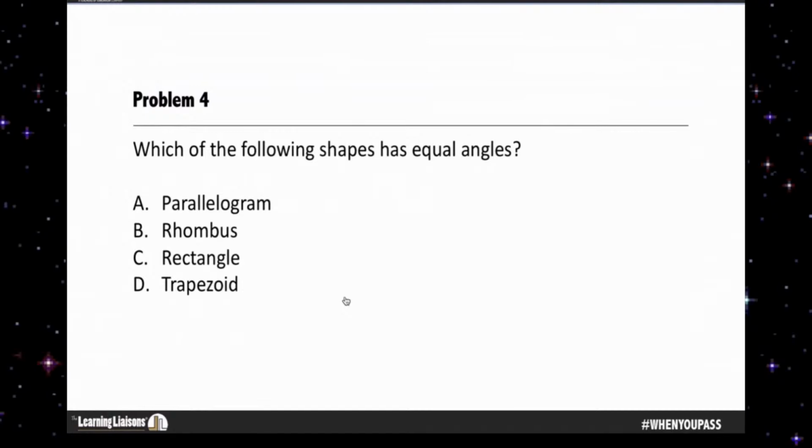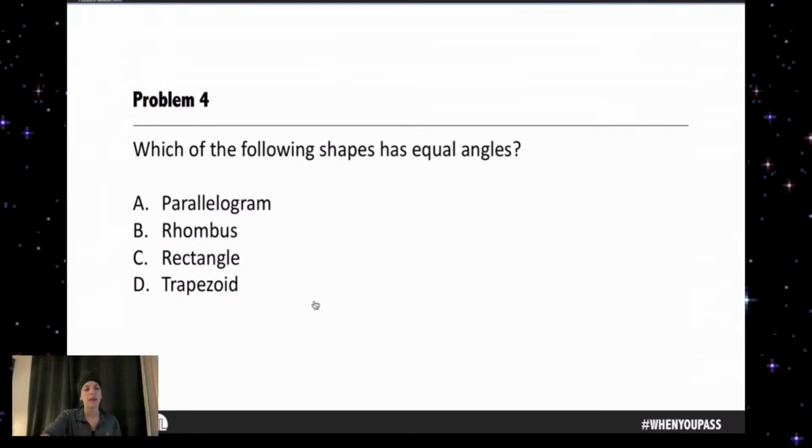Which of the following shapes has equal angles? Parallelogram, rhombus, rectangle, or trapezoid?